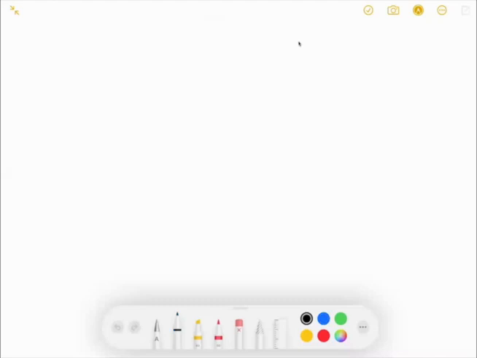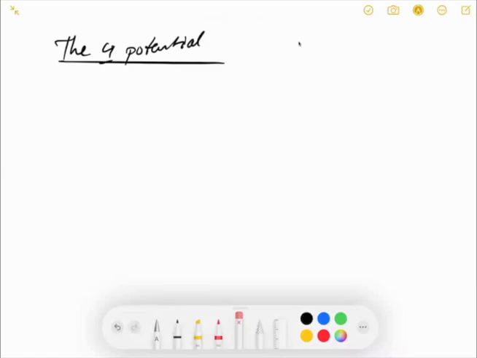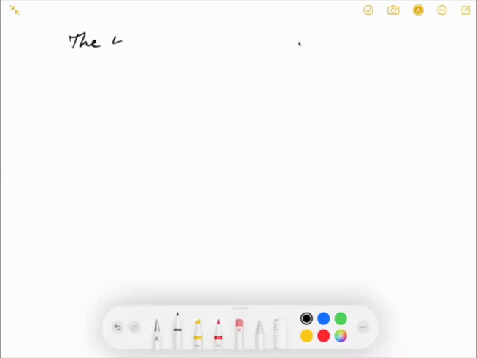All right. Next up, the 4 potential. So our entrance into this. Oh, this is crummy. Hang on. I can do better. The 4 potential. I don't know why it's so hard to write straight on the iPad. See, I'm doing it again. Okay, whatever. So the 4 potential.